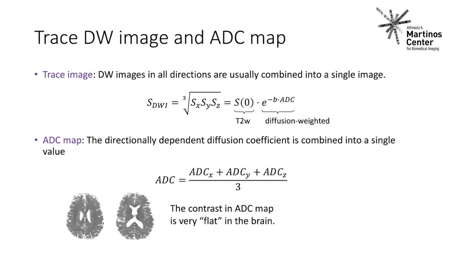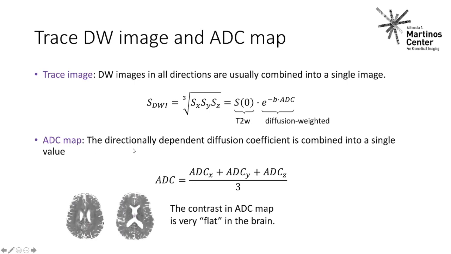And clinically, we usually don't want to see this directional anisotropy. So we usually combine the information of all directions and define a trace diffusion weighted image and ADC map. The trace image is obtained by combining diffusion weighted images in all directions. We usually take the geometric mean, and we can see that the trace image is not only diffusion weighted, it's also T2 weighted because S0 is T2 weighted, since we measure it using spin echo.